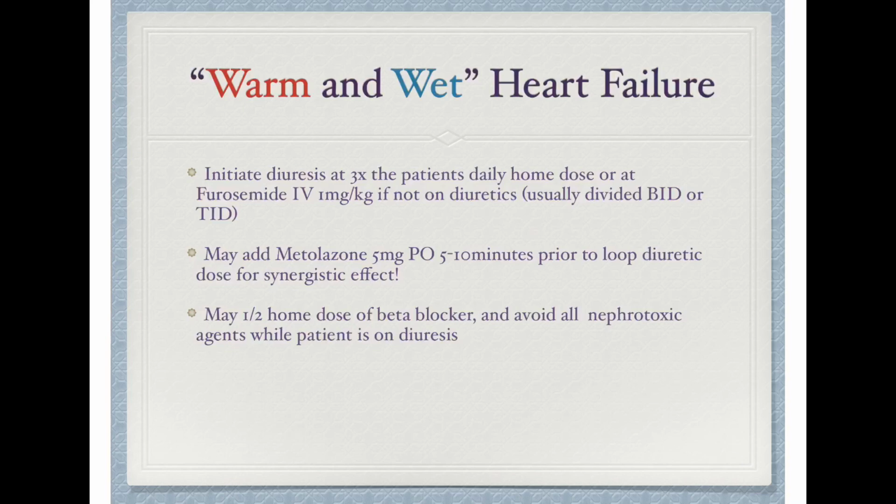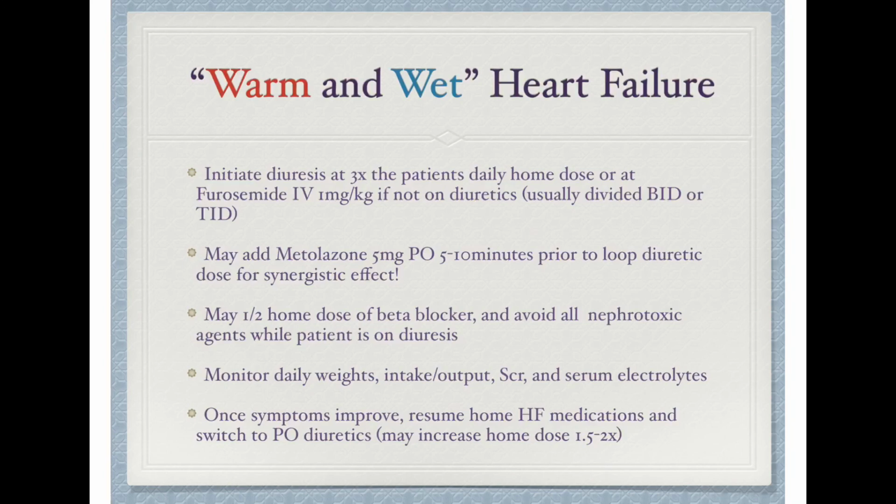You might consider halving the dose of the patient's home beta blocker and avoiding all of their nephrotoxic agents while a patient is being diuresed. And it's very important to monitor the patient's daily weights, intake and output, which would include all the total volume of water and other fluids that the patient has been drinking over the course of 24 hours, and their complete urine and stool output. We also keep close track of the patient's serum creatinine and serum electrolytes, as high-dose diuretics can greatly affect these lab values.